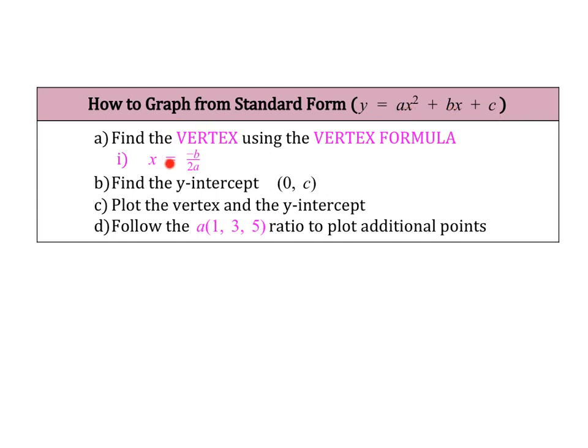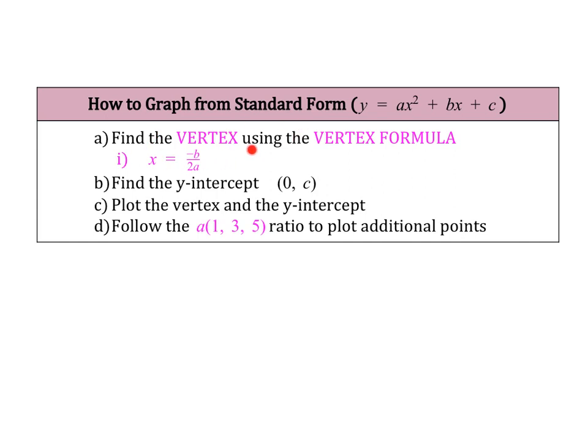The first thing we're always going to do is to find the vertex, which is where we always kind of start when we're graphing. And to do this, we're going to need to use that vertex formula, or sometimes we call it the axis of symmetry formula. So that formula, again, is x equals negative b divided by 2 times a. And remember, b is always the coefficient of x, and a is the coefficient of x squared.